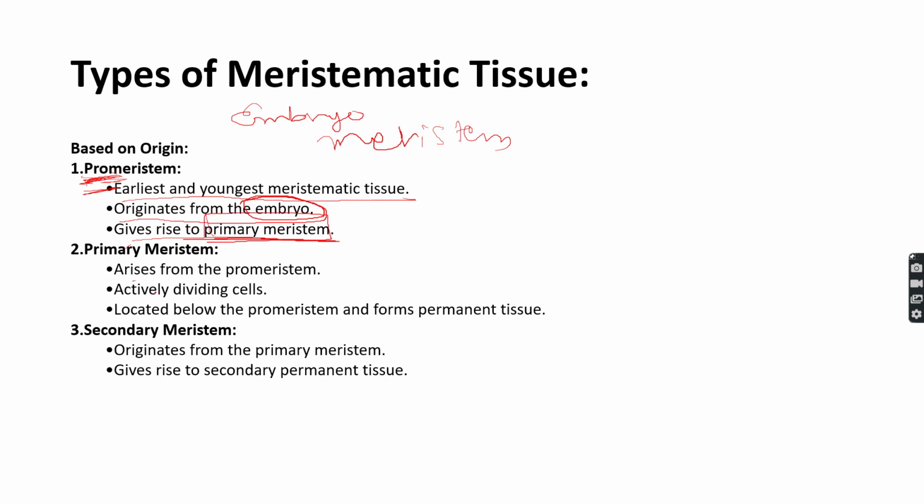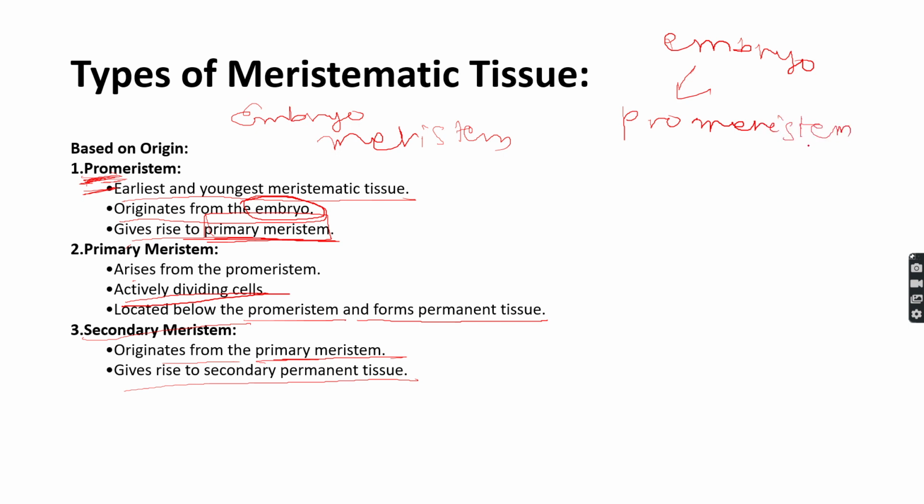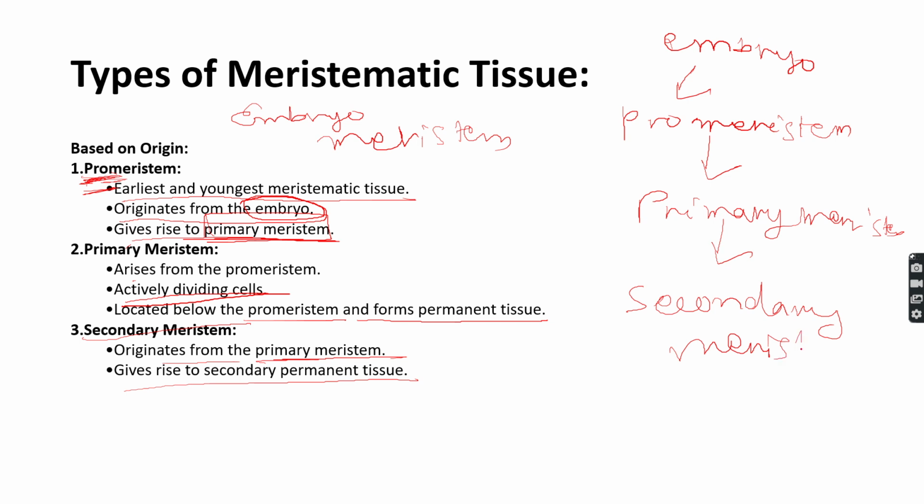Primary meristem arises from promeristem. It consists of actively dividing cells located below the promeristem and forms permanent tissue. Third is secondary meristem. It originates from primary meristem and gives rise to secondary permanent tissue. So basically what is happening: from the embryo, promeristem is formed. Promeristem forms primary meristem, primary meristem forms secondary meristem, and secondary meristem forms permanent tissue.